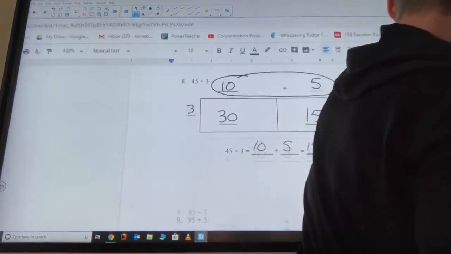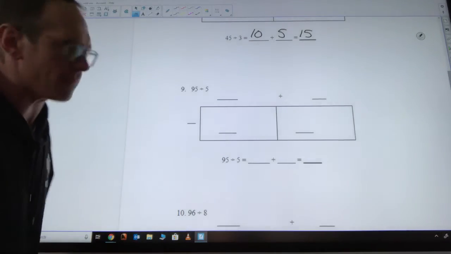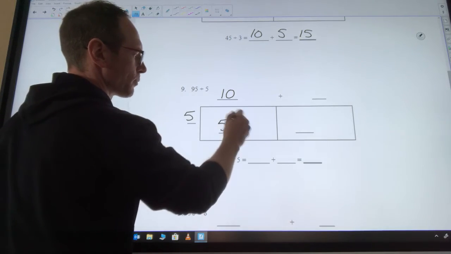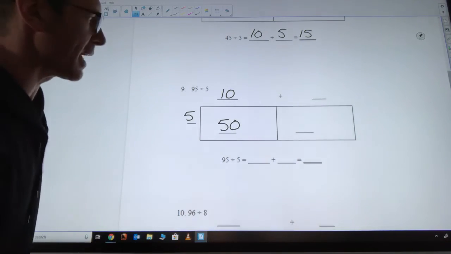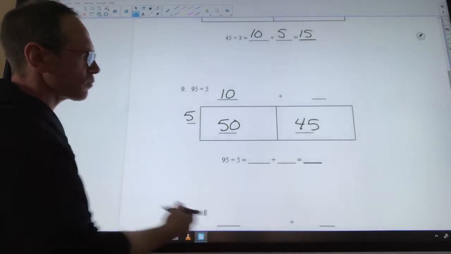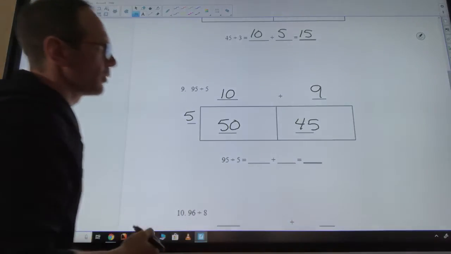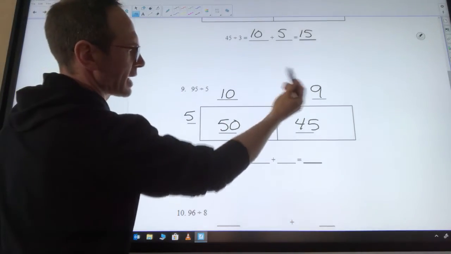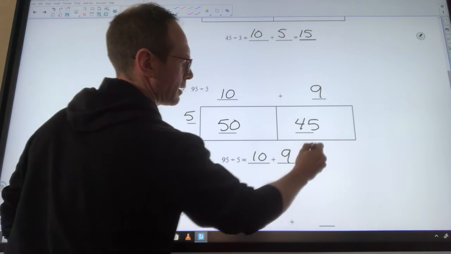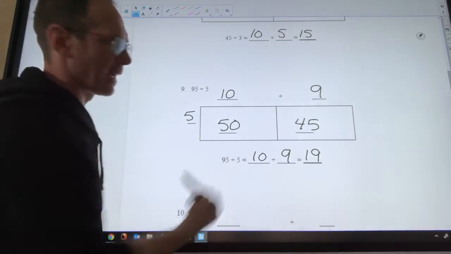Let's look at these last two. Next one says 95 divided by 5. So again, I know it's going to be more than 10 because 10 times 5 is 50. So now, to get to 95, it would take me 45 more. Right? 50 plus 45 is 95. Now my question is 45 divided by 5. 45 divided by 5 is 9. So I have 10 plus 9 is 19. 19 times 5 would be 95. Right? So 95 divided by 5 would be 19.